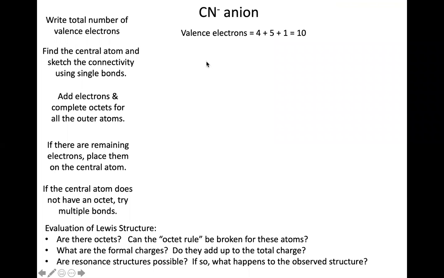Here's another anion, okay? So I know I'm working through a lot of different ones, but I'm trying to illustrate different features. So this is an anion with carbon, nitrogen, and it's got a -1 charge on it. So first thought, same plan as usual. How many valence electrons? Carbon has 4, nitrogen has 5. I add 1 more because it's a -1 anion. That gets me a total of 10.